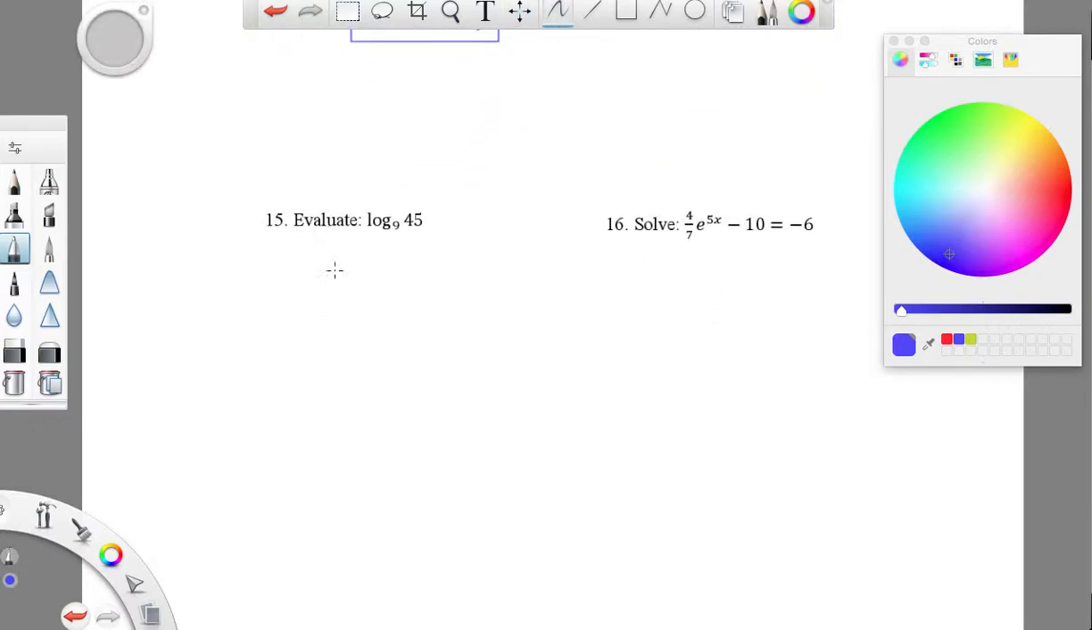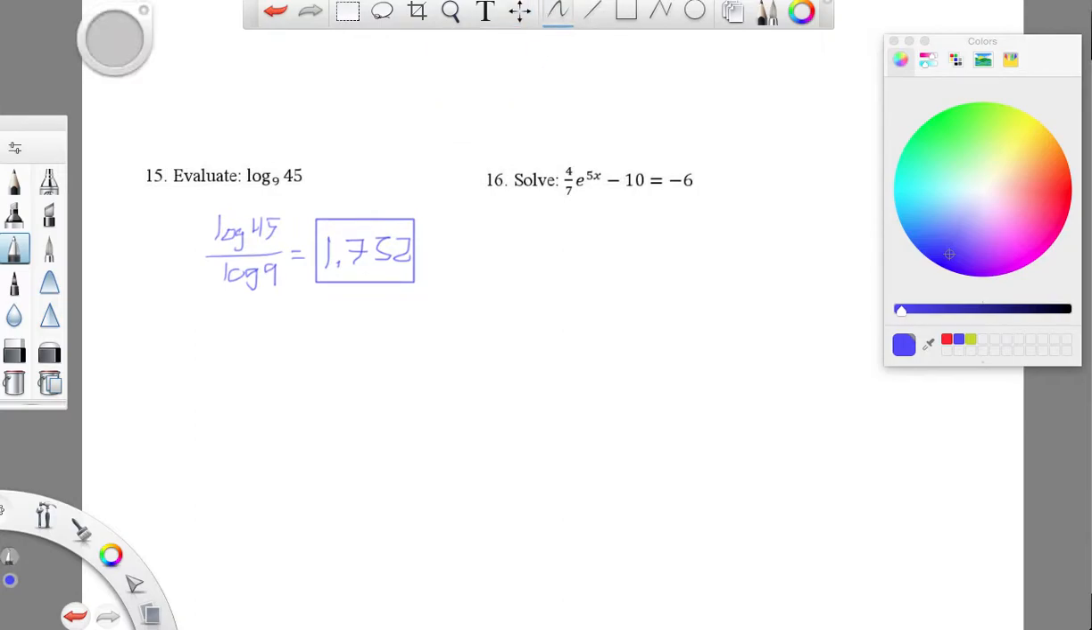All right, here, evaluate. This is just practicing using the change of base formula. So log of 45 over log of 9. Please note, this does not equal log of 5. I cannot divide the 45 and the 9. That does not work. I have to actually put this into my calculator and get this answer. So if I do this, I actually get 1.732.